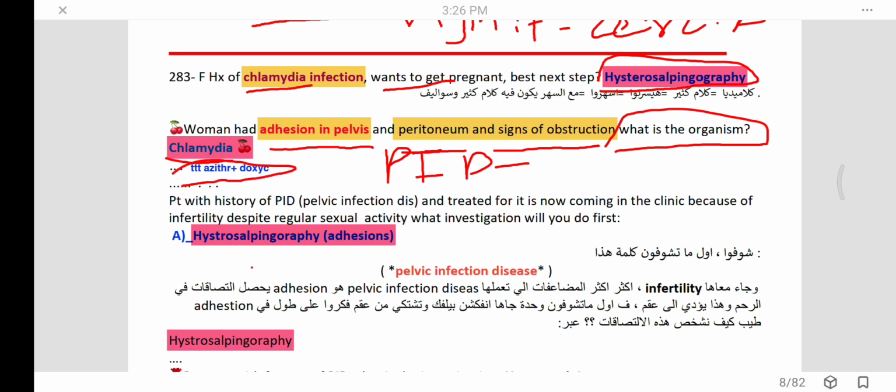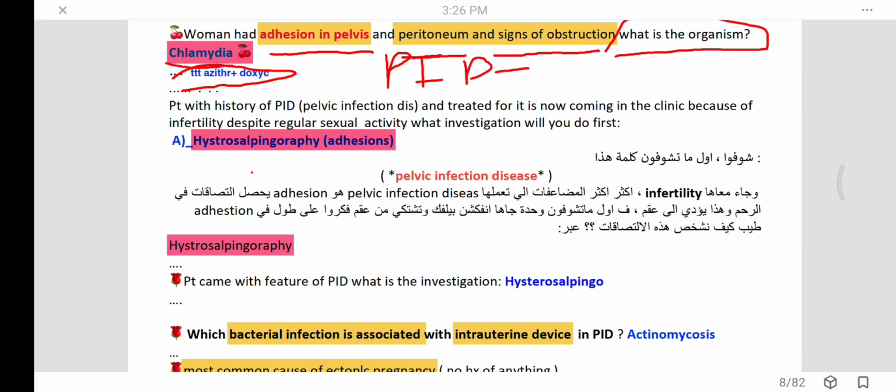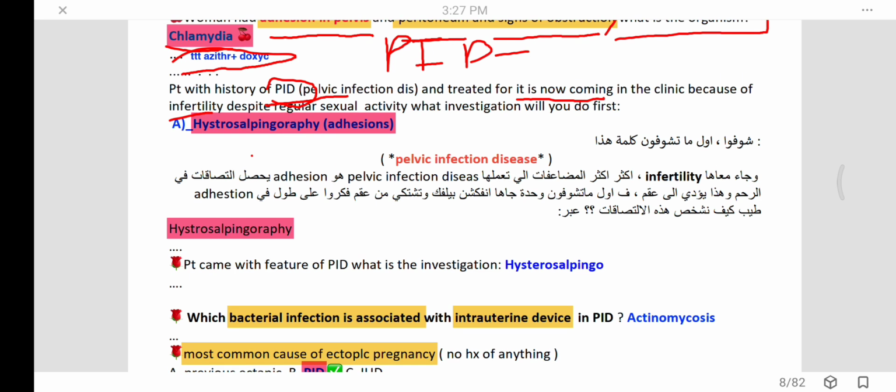The other question asked about a patient with a history of pelvic inflammatory disease, pelvic infection, and treated for it, who is now coming to the clinic because of infertility. So there is a history of PID, then you automatically have to suspect that there could be obstructions or adhesions. The history of infertility makes our diagnosis even stronger that there could be obstruction or adhesion in the tube. Despite regular sexual activity, what investigation will you do? You have to do hysterosalpingography to look for adhesions.